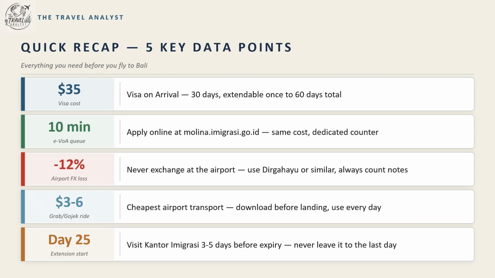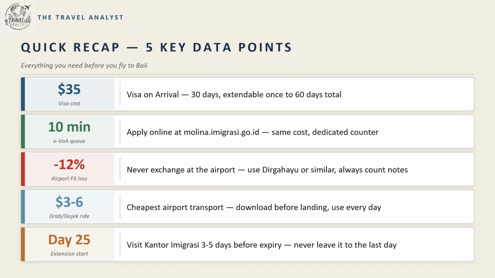Quick recap: 5 numbers that cover everything. $35 visa on arrival cost. 30 days. Extendable once to 60 days. 10 minutes e-VoA dedicated queue time. Apply at melina.imigrasi.go.id. Same cost, shorter wait.